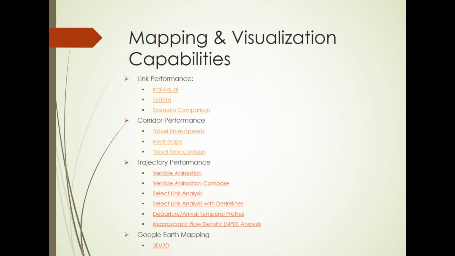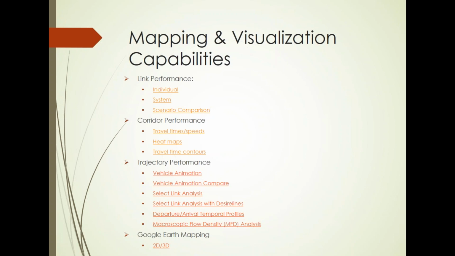First, let's take a look at link performance. Then we'll look at corridor performance, trajectory performance, and some of the 2D, 3D animation visualization capability on Google Earth. First of all, I would like to look at a set of performance on the link that can be displayed from individual, system, and scenario comparisons.